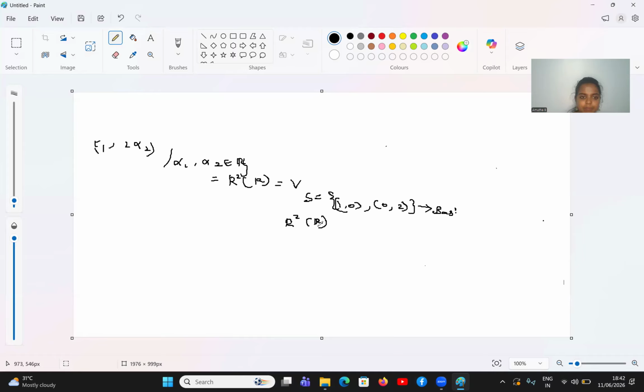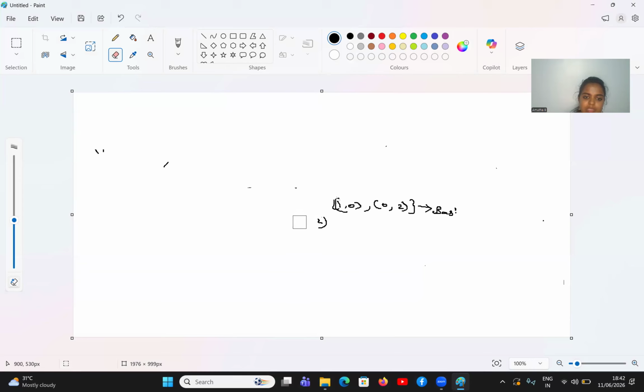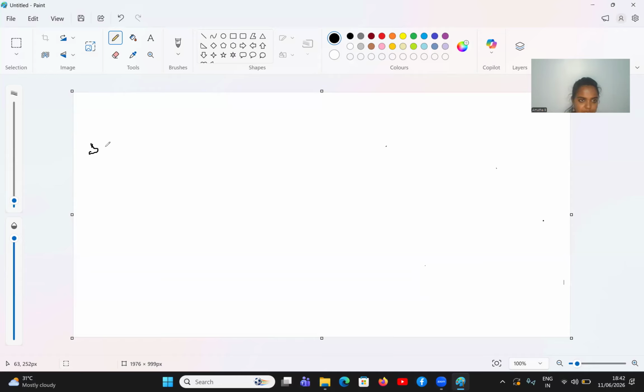Okay. Clear. So can you tell some other basis of R2? Some other basis of R2, can you tell that? How can we tell that one? I am giving one more set. Just practice, just check whether that is a basis or not. S equal to {(1, 0), (0, 1)}. That is (1, 0) and (0, 1).